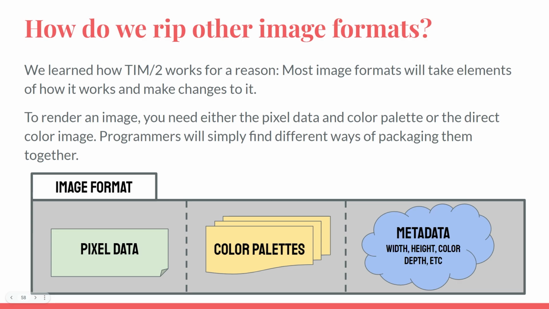So how do we rip a graphic whose format we don't know anything about? Well, we have some clues. Most image formats will basically take elements of how TIM and TIM2 works and just sort of make changes to it, or just kind of take elements of it. That's pretty common, actually. So we know that to render an image, we need either the pixel data and the color palette, or just the pixel data if it's a direct color image.